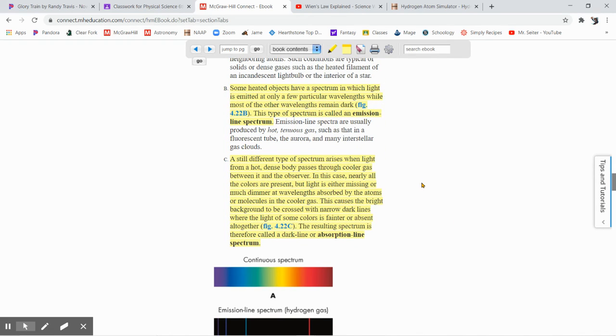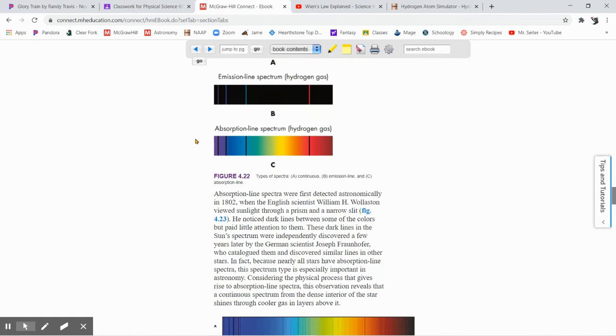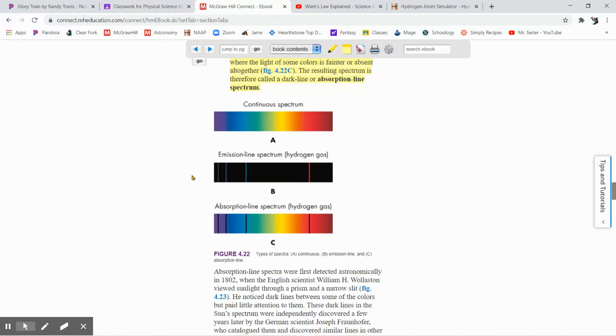Still a different type of spectrum arises when light from a hot, dense body passes through cooler gas between it and the observer. In this case, nearly all the colors are present, but light is either missing or much dimmer at wavelengths absorbed by the atoms or molecules in the cooler gas. This causes the bright background to be crossed with narrow, dark lines, where the light of some colors is fainter or absent altogether. This resulting spectrum is therefore called a dark line or absorption line spectrum. So again, continuous spectrum, emission, this is what it gives off. That's the photons it gives off, and these are the photons it absorbs.